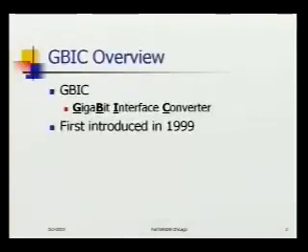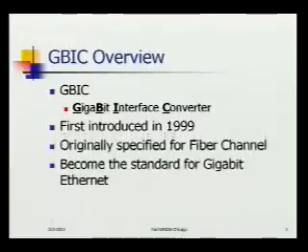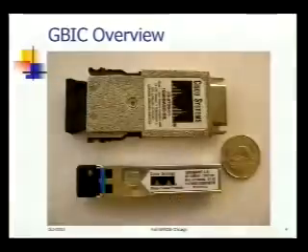GBIC stands for Gigabit Interface Converter. Just basically a little box. If some of you remember the port adapters, it's like that, only on a smaller scale, so you can do it for every port. It was first introduced in 1999, which is when we started using them. When I did my research, I was surprised to find out that they were originally specified for fiber channel, but they've become a standard for gigabit Ethernet.